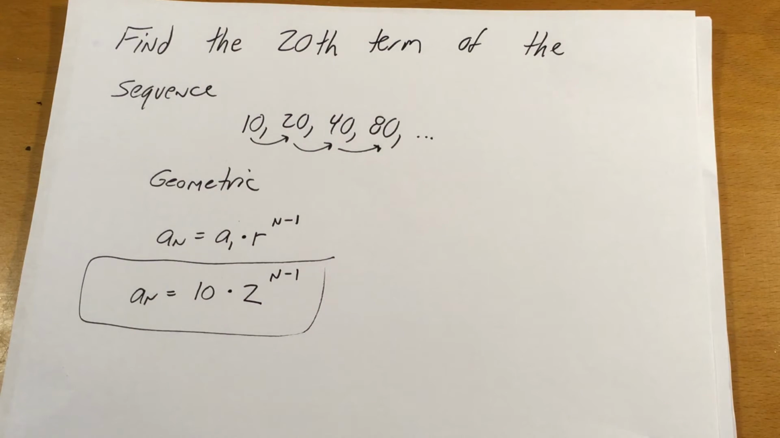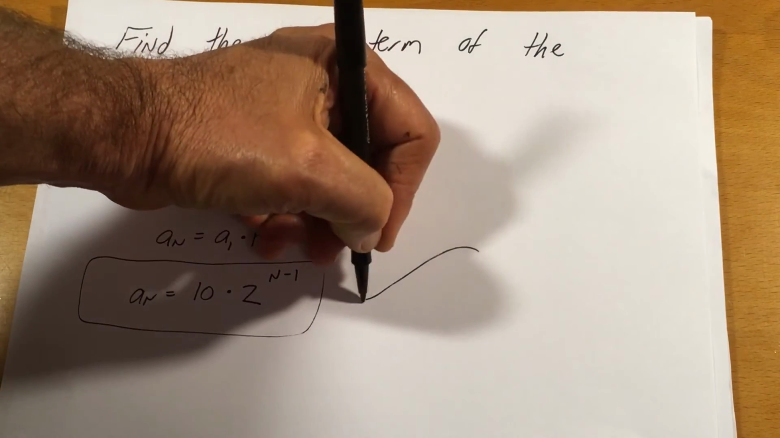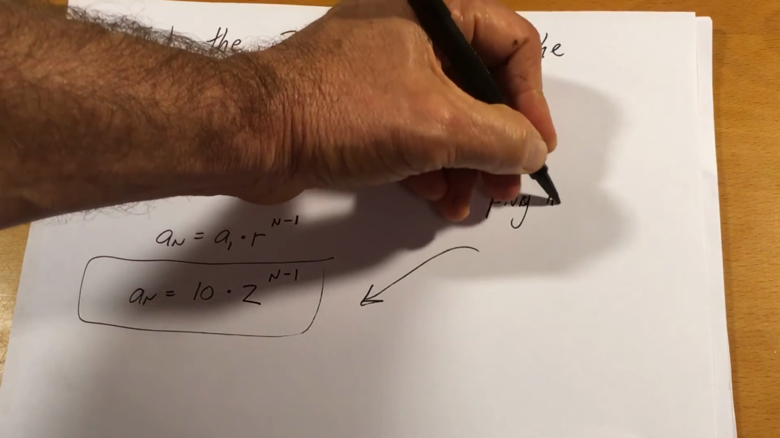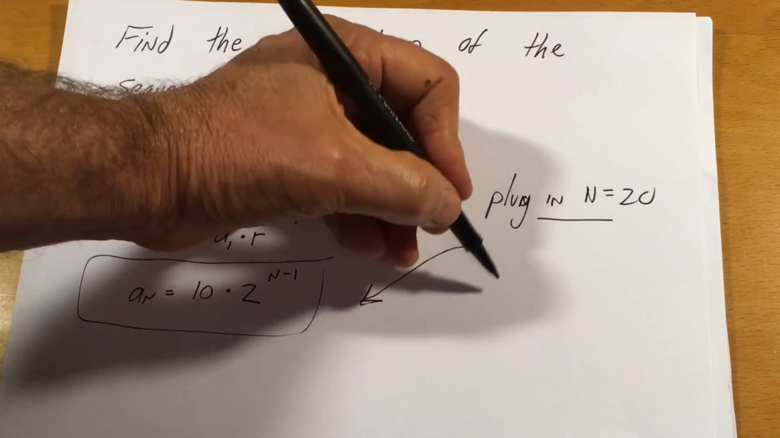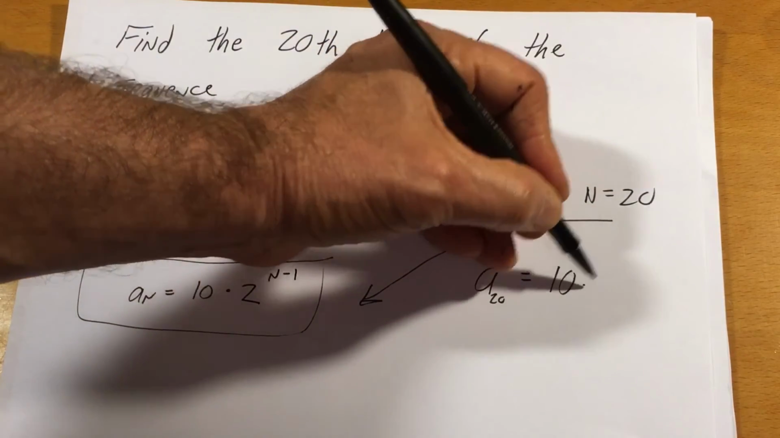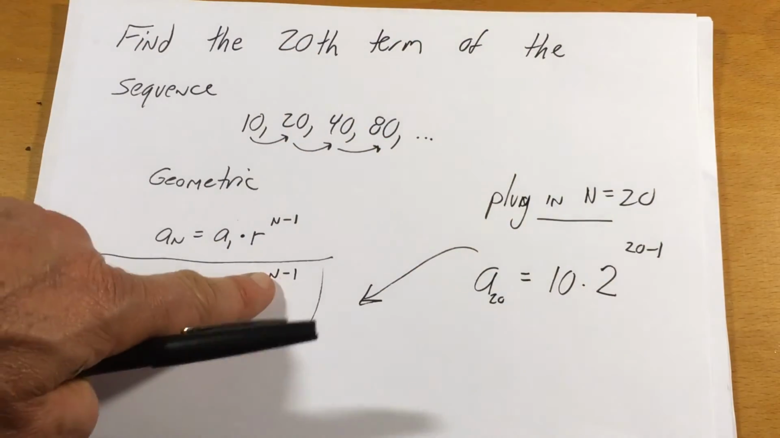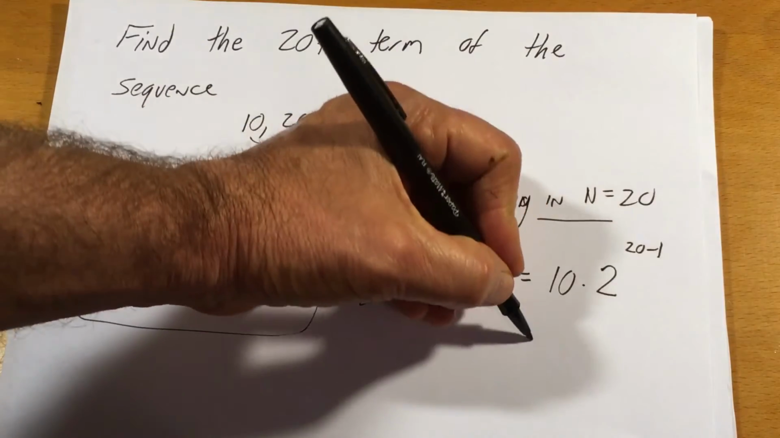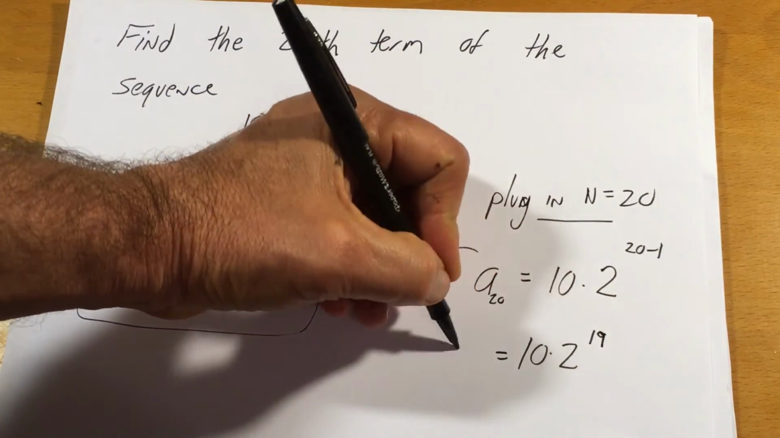But in this case, you're not asked for the formula, you're asked for the 20th term. So what you do is take this formula and plug in n is equal to 20. And one difference in geometric sequences is that usually you have to use a calculator for this. So a sub 20, or the 20th term, is equal to 10 times 2 to the 20 minus 1. Where the n is, we plug in the 20. 20 minus 1 is just 19, so that's 10 times 2 to the 19th.